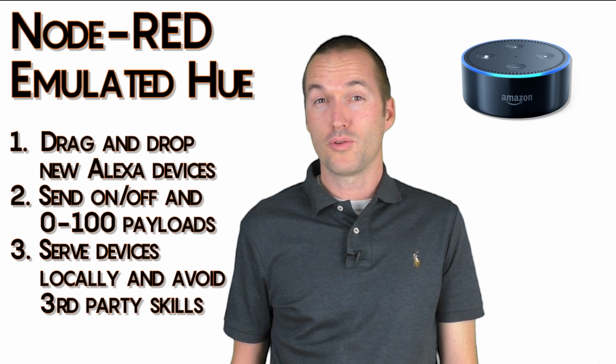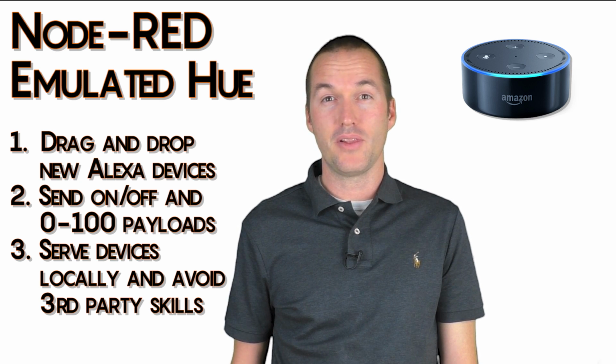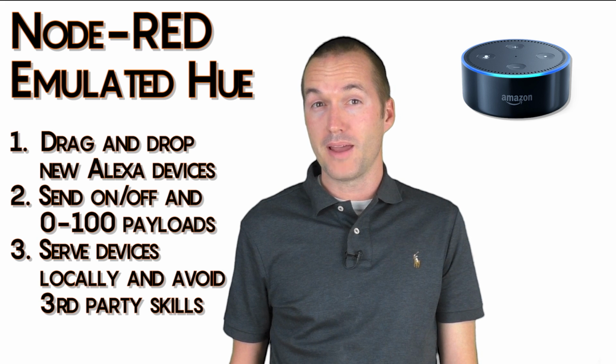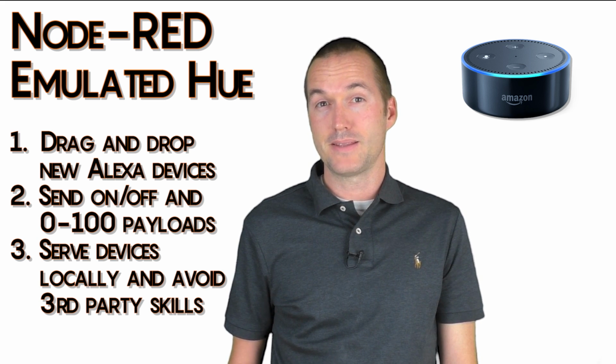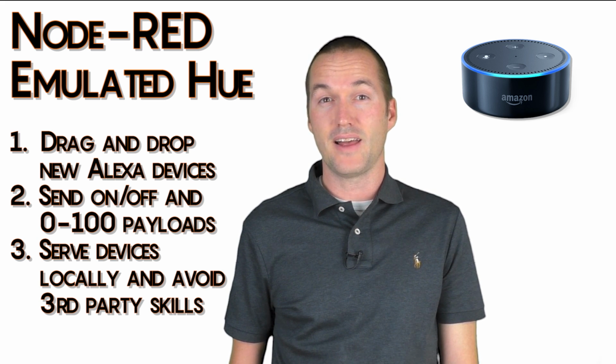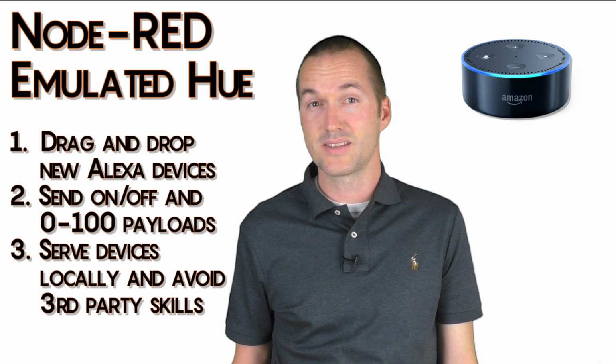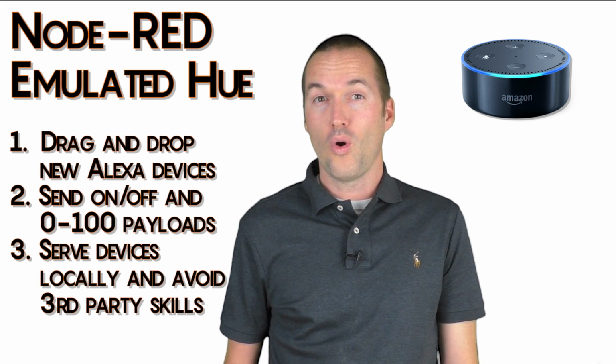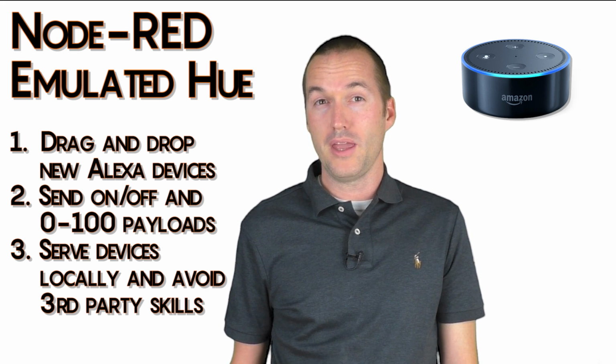Because the Alexa local node is actually just another emulated Hue device, that means that it not only responds to on-off commands, but also to brightness commands. This means you can say things like, turn on my kitchen lights, but you can also say, set the blinds to 50% or set the charger to 3.